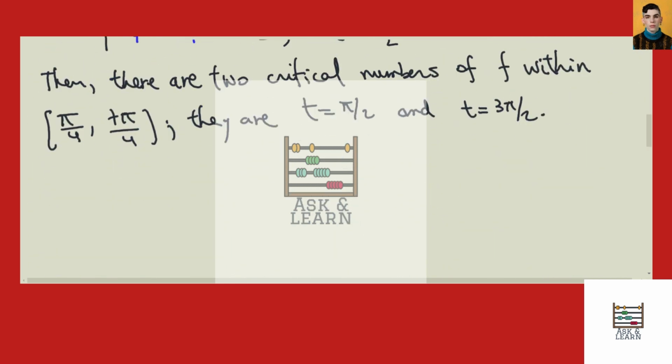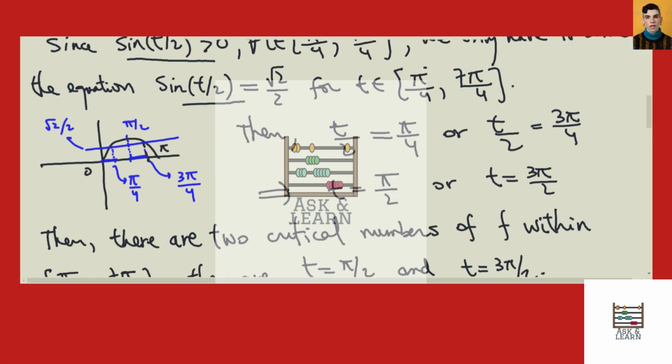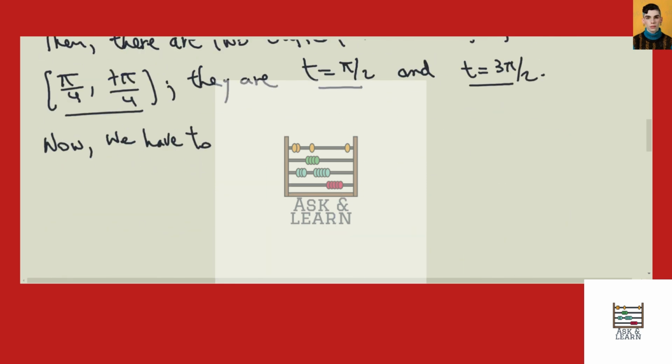Okay, so we got to evaluate the function at the critical numbers in the interval, and that is at these two values, and at the endpoints of the interval, that is pi fourth and 7 pi fourth.